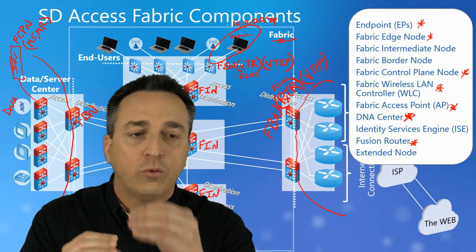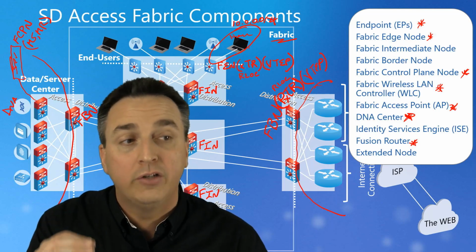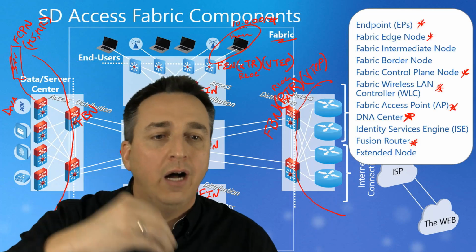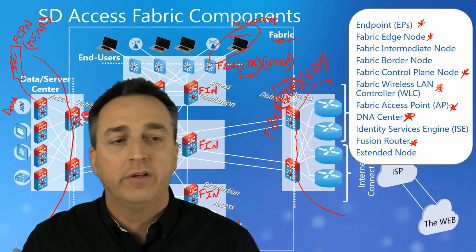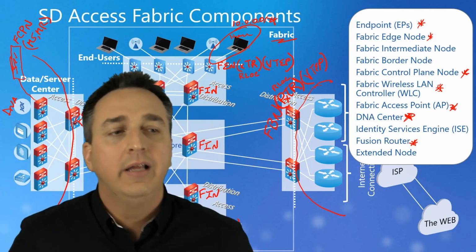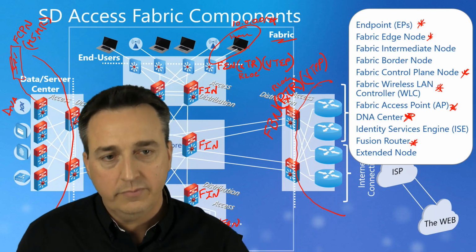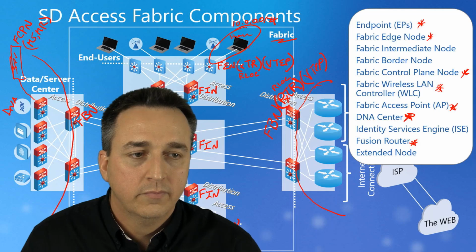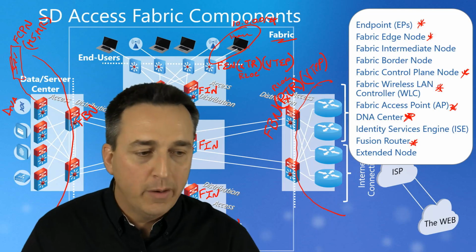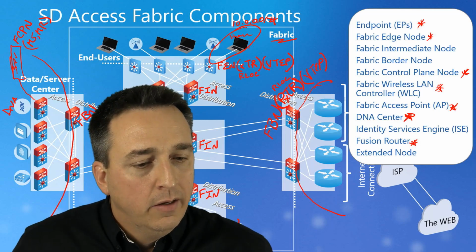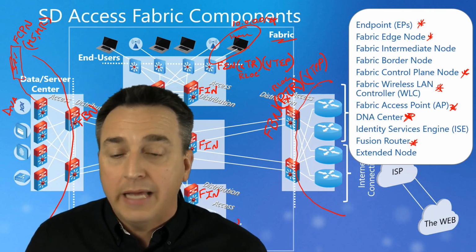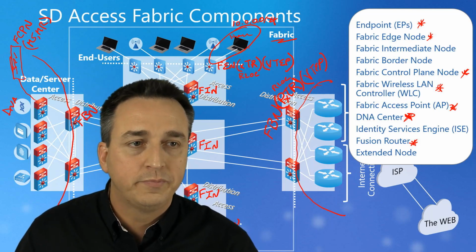So your Fusion router is a router that has the ability to leak traffic from one, for example, VRF, one isolated environment, one virtual environment to another environment. Okay? That's what I want you to remember for the exam. So in this case, could it be our fabric border node that's also being the Fusion router? Yes, it could be. Same device.